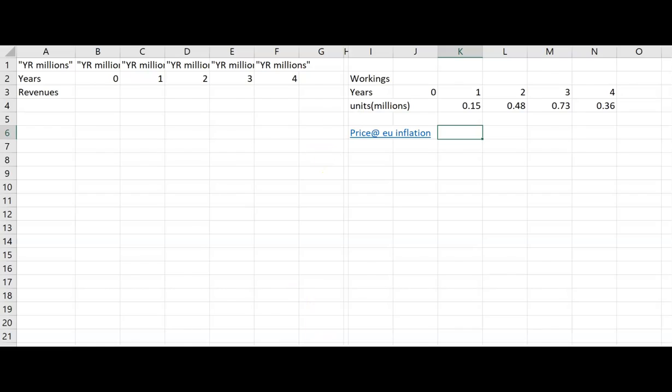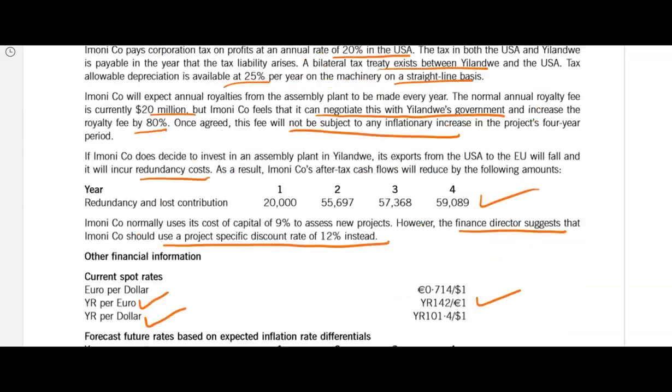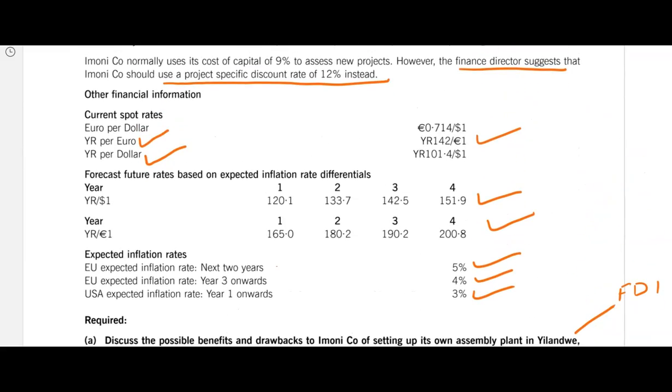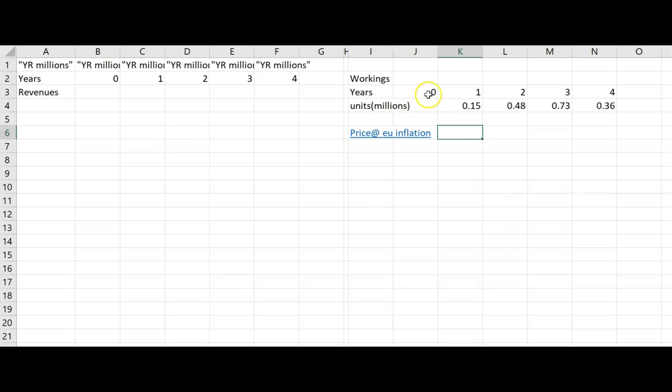Now, write the price, add inflation of EU inflation. And remember, the EU inflation is 5% for the next 2 years, then 4%. First year it was 700 into 1.05, 1.05. Then from next onwards it is 4%, into 1.04.